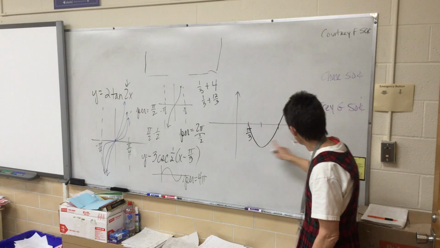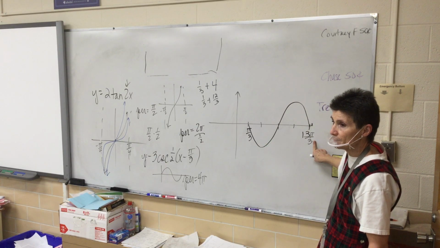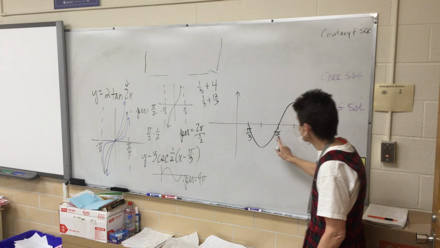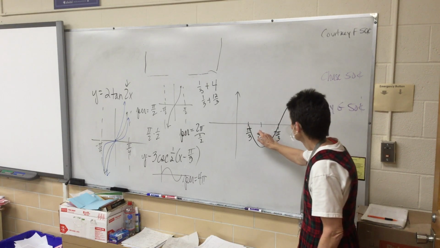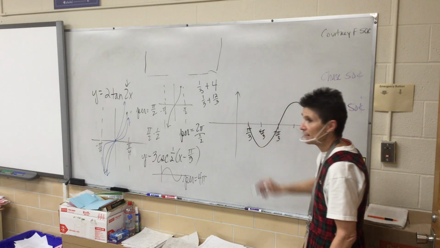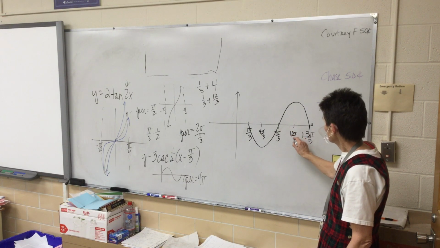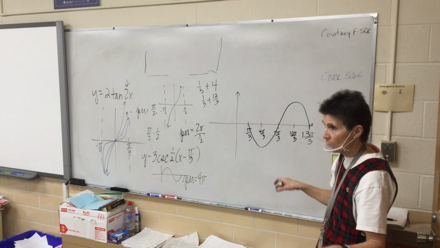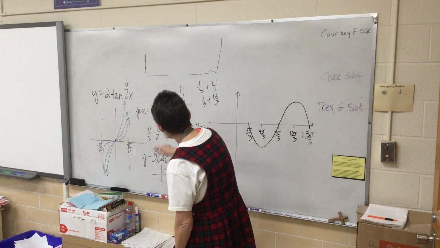What's in the middle of 1 and 13? 1 plus 13 divided by 2. What's in the middle? 7. What's in the middle of 1 and 7? 4. Remember, you're just averaging. Add them and divide by 2. 7 and 13 would be 10. And they're all pi's and they're all over 3. And my amplitude is 3.